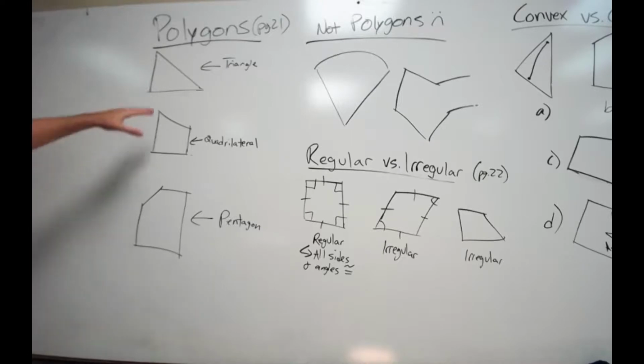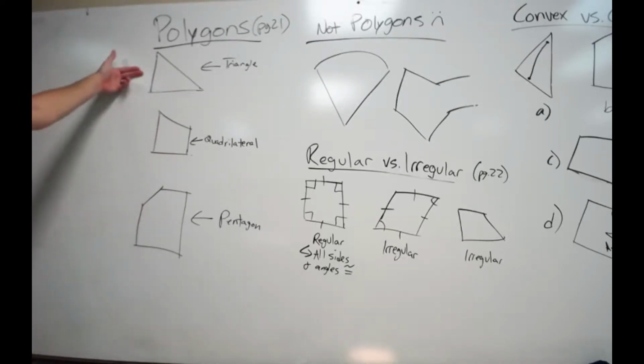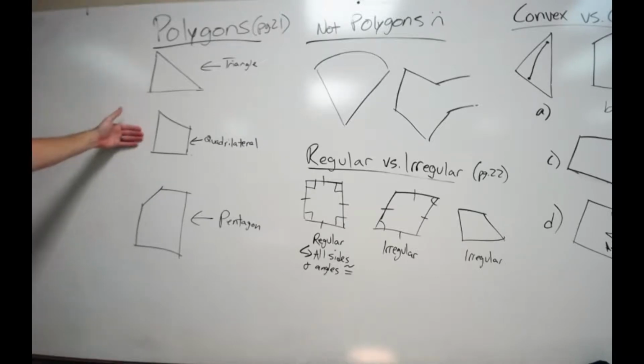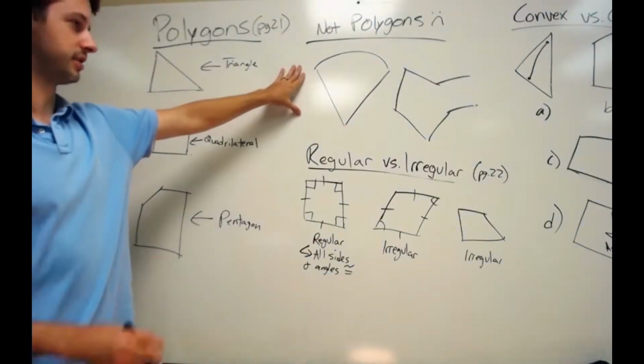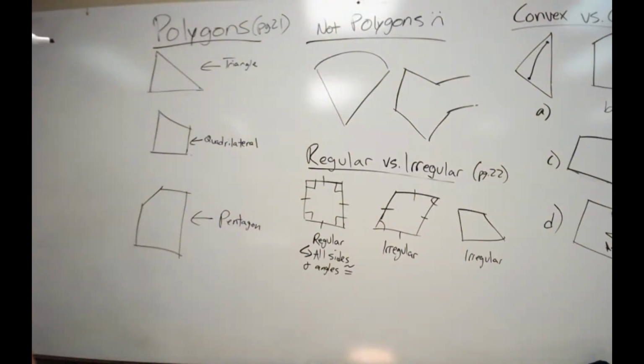And so I drew a couple of polygons here: triangle, three-sided polygon, quadrilateral, four-sided, pentagon, and so on and so forth. You have six-sided polygons, and so on and so forth. But I wanted to show a couple examples of what were not considered polygons.